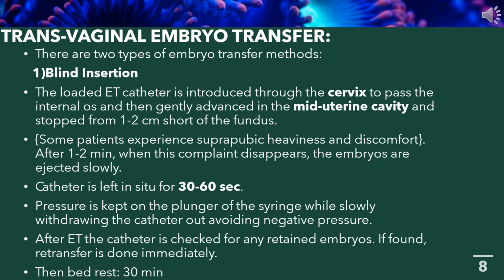Some patients experience suprapubic heaviness and discomfort. After 1 to 2 minutes, when this complaint disappears, the embryos are ejected slowly. The catheter is left inside for 30 to 60 seconds. Pressure is kept on the plunger of the syringe while slowly withdrawing the catheter, avoiding negative pressure. After embryo transfer, the catheter is checked for any retained embryos. If found, retransfer is done immediately. Then bed rest for 30 minutes.